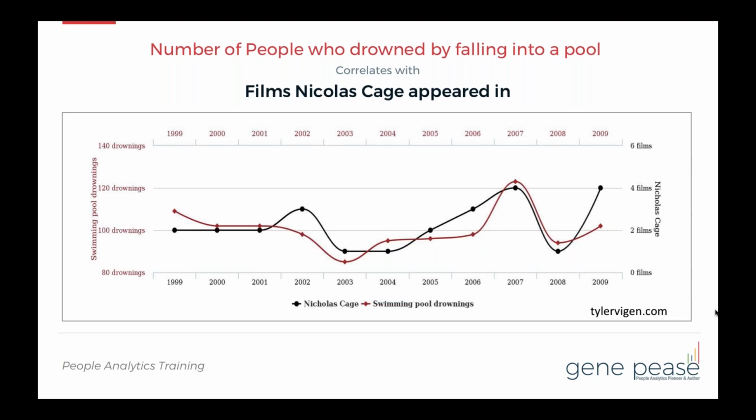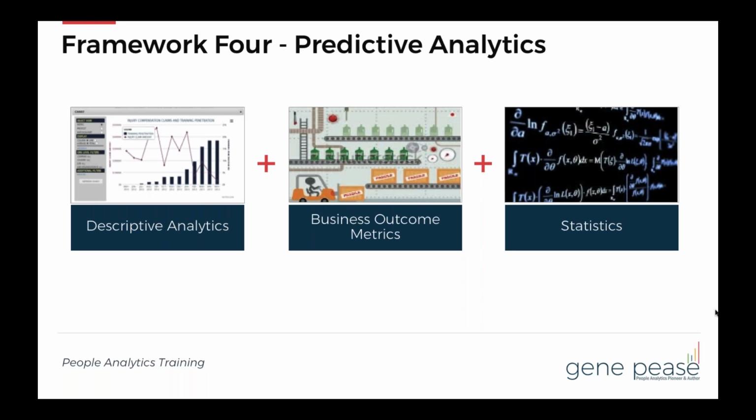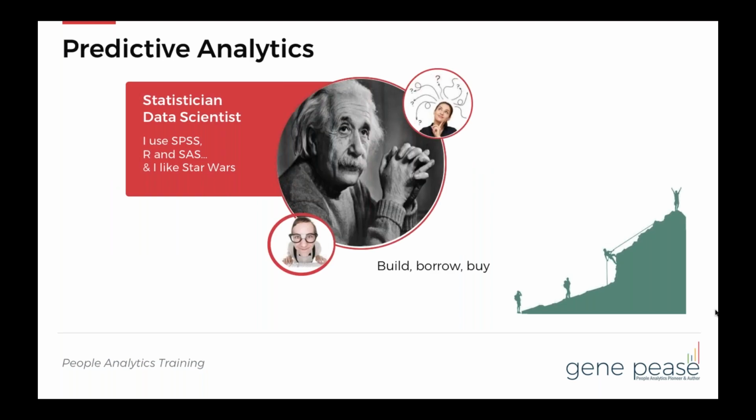data within correlations. And so we'll finish the next step with, I'll talk briefly about what is in predictive analytics. And it's really descriptive analytics, adding a business outcome metric and adding statistics to the mix. And if you think about the man on the mountain that was climbing on the cliff, this is the cliff, because you need the skill set of a data scientist and or statistician to really begin to do this work in moving from correlation to causation.